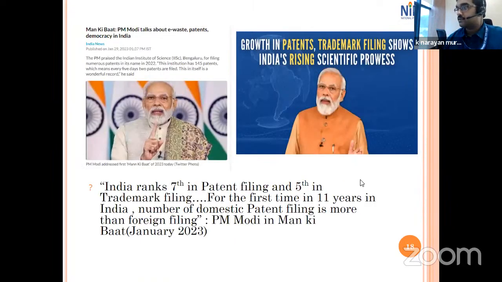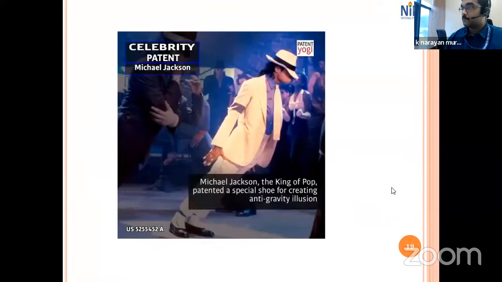This is a news item where our Honorable Prime Minister mentioned patents and trademarks in his Mann Ki Baat address in January 2023. This is from a while back. This is the first time in 11 years in India that the number of domestic patent filings is more than half. This is just a news item.